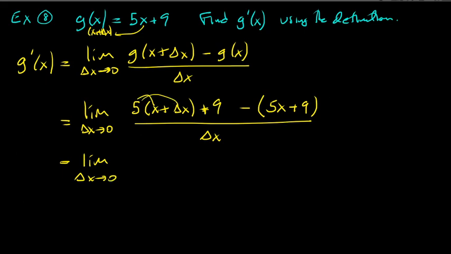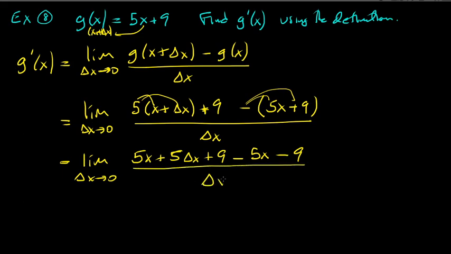Okay, so 5x plus 5 times delta x, it's a 5, not an s, plus 9, and then minus, distribute the negative here. This is why you need parentheses, right? It's minus 5x minus 9, right? If you make the mistake of doing plus 9, well, you're out of luck, right? You're going to get the wrong answer, or it's not going to work out. It is a minus 9, right? And then all divided by delta x.